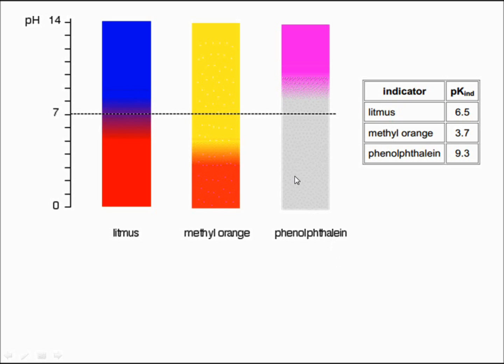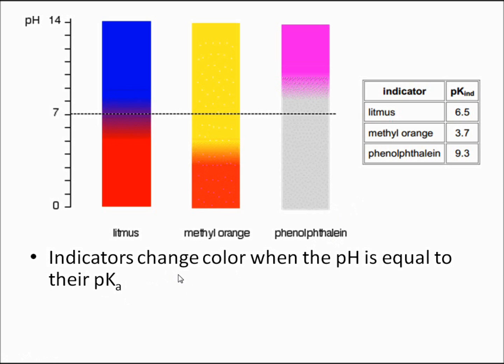Next we'll have a look at some indicators and their color changes. So we have litmus, methyl orange and phenolphthalein. Indicators change color when the pH is equal to their pKa. So up here we have pKind or pKa values, and you can see litmus is 6.5, methyl orange is 3.7 and phenolphthalein is 9.3. So you can see around pH 6.5, which is about there, litmus is in the middle of its color change.